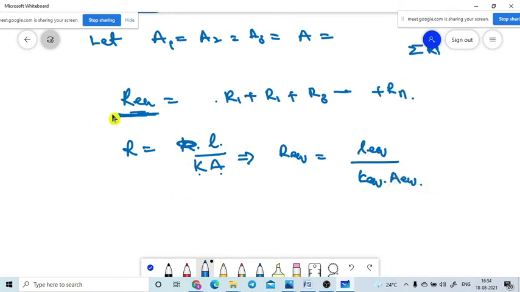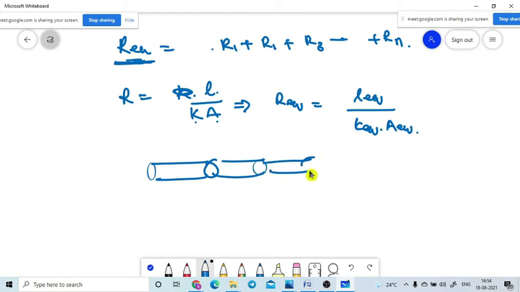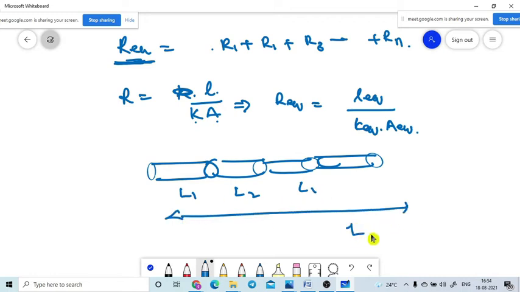So the area is the same throughout the cross section. No need for summation of this one because they are just multiplication. But L equivalent means the lengths will be summed. This is the length, this is the length. We need to add them together to get the L equivalent. So the total length is L itself. I told you the area is constant. Here the area is constant. No need to take the area equivalent. It can be taken as A itself.